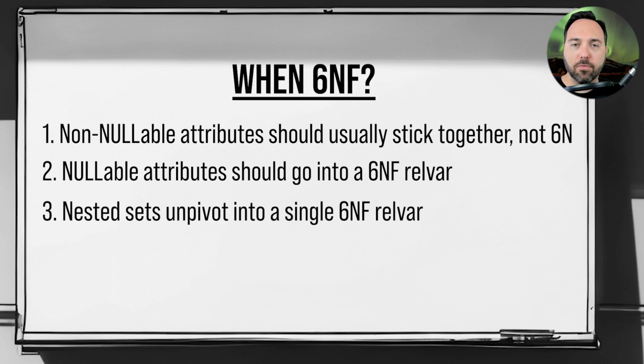Finally, if we have a nested set like 3 genres or 2 artists, we can unpivot all of these into one table. We don't need a relvar for album in genre 3 and a relvar for album in genre 2 and a relvar for album in genre 1. We need a relvar for album and genre, and we can have multiple tuples associated with a single album.